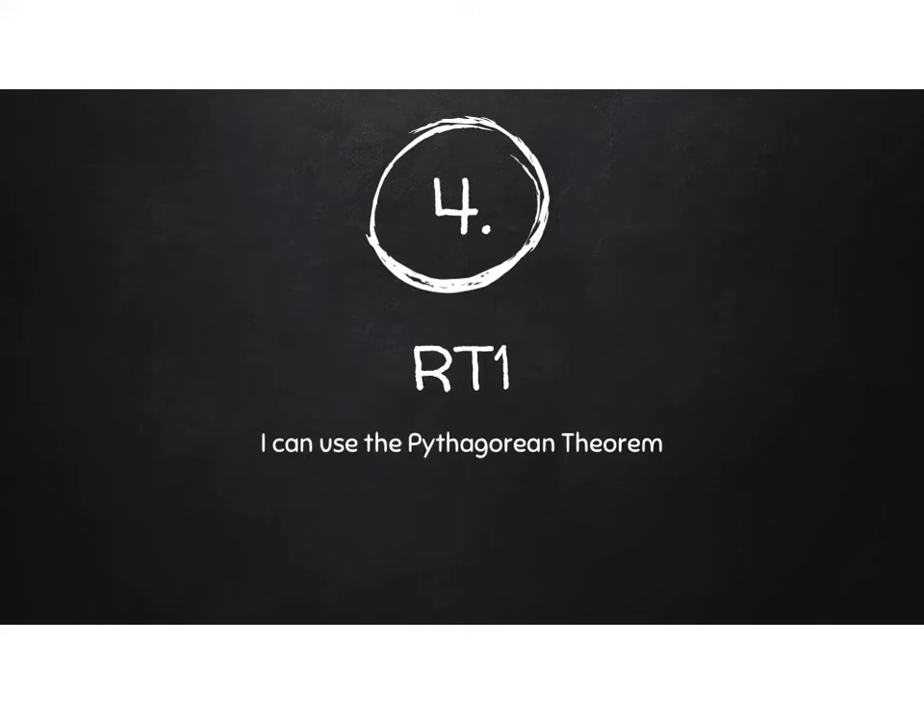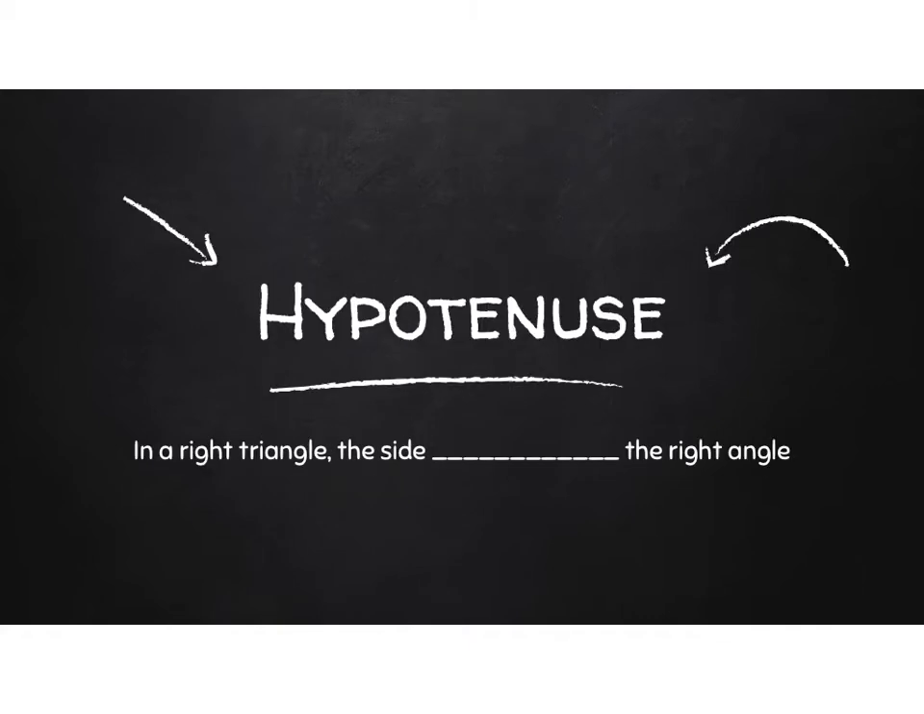RT1-4, I can use the Pythagorean theorem. So we'll be talking all about the Pythagorean theorem today. In a right triangle, the hypotenuse is across from the right angle, so it's there. It's opposite the right angle. It also ends up being the longest side of the right triangle. This is not true of all triangles, just right triangles.